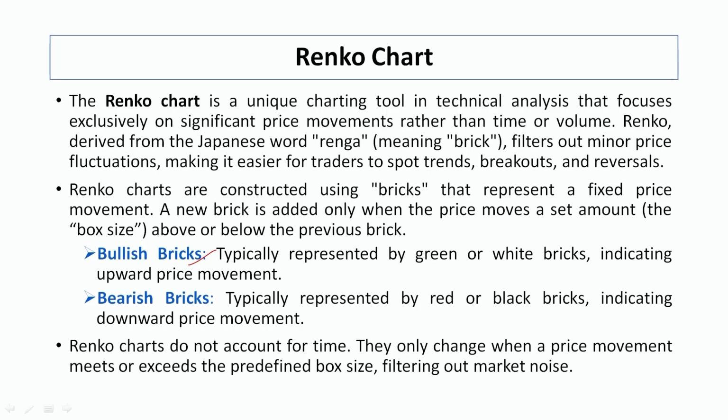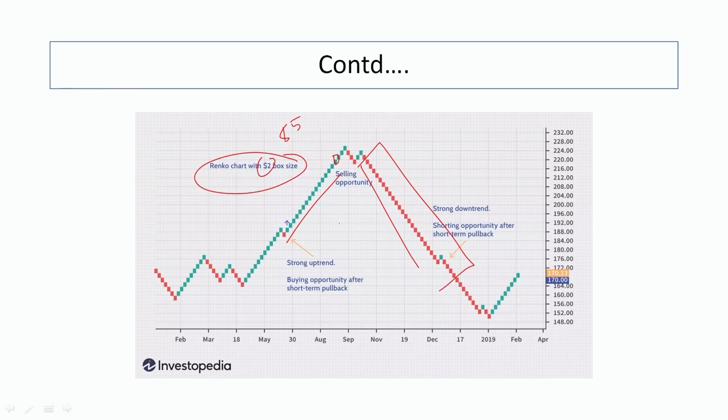If you want to prepare a Renko chart, you have to take a longer period of time so that we can understand the scenario or the historical performance of the stock. They only change when a price movement meets or exceeds a predefined box size, filtering out the market noise. In case of candlestick, we can assume the market noise is there, but in case of Renko chart, there is no market noise, because they are focusing on long term period.